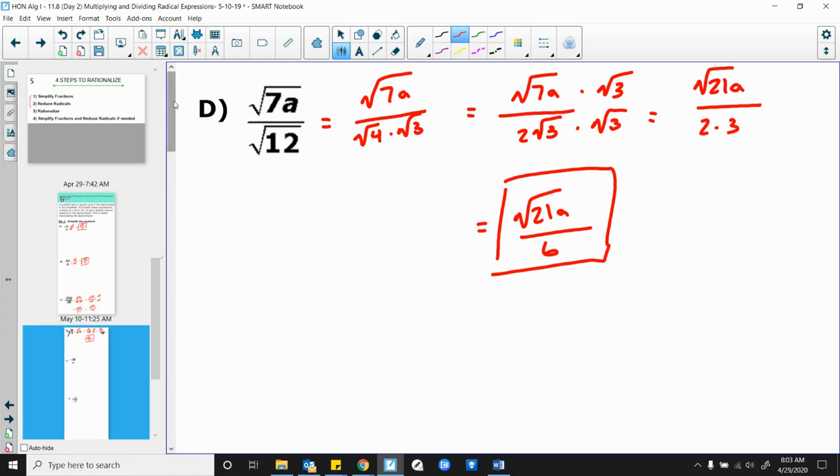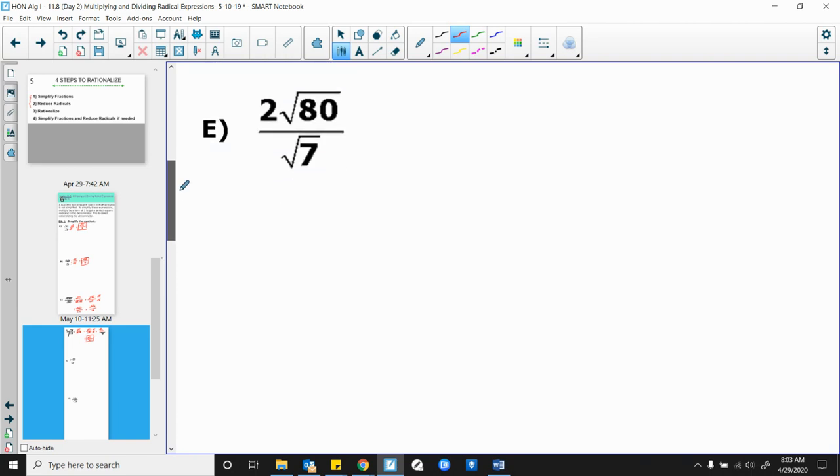All right, moving on. Now this one, if you try to do this without simplifying this radical 80 first, good luck. First thing I'm going to do is try to simplify this radical 80. Go ahead and pause this video and simplify radical 80.